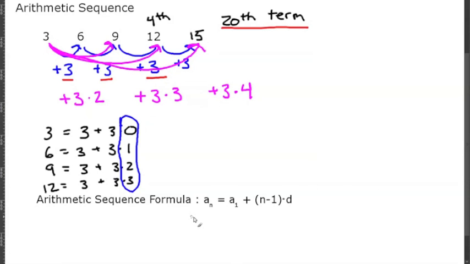So the 20th term, so a sub 20, would equal a sub 1, which is 3 in our case, plus, we're looking for the 20th term, so we do 20 minus 1 times our common difference, d, which was 3. So our 20th term is going to be 60.